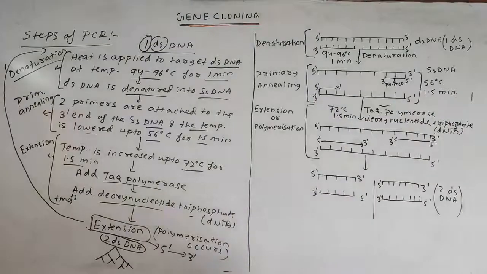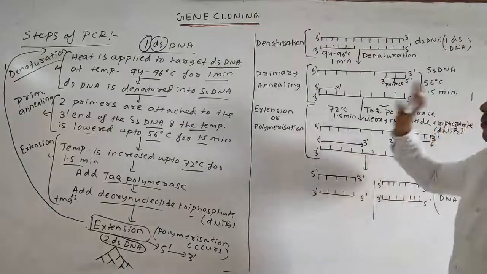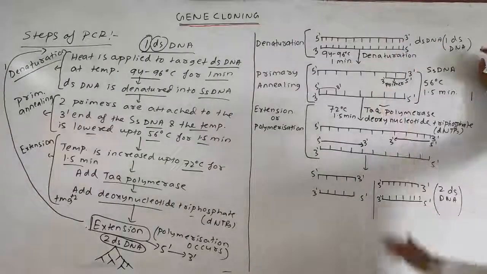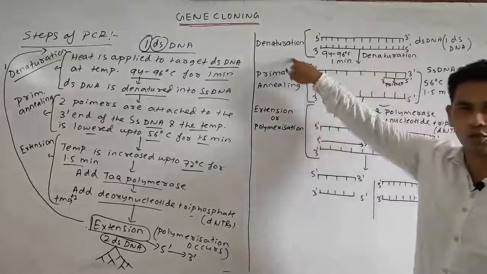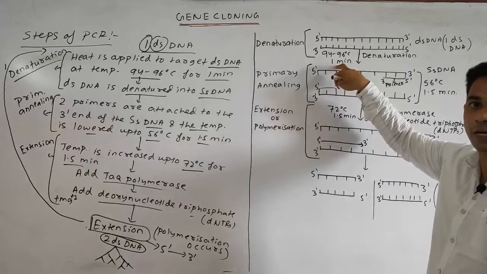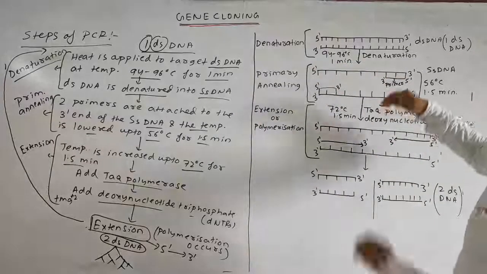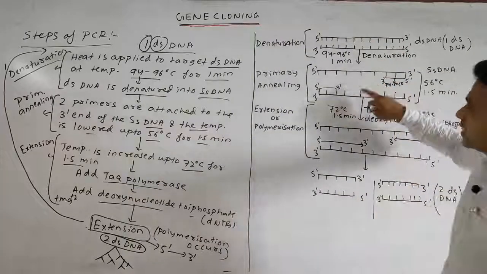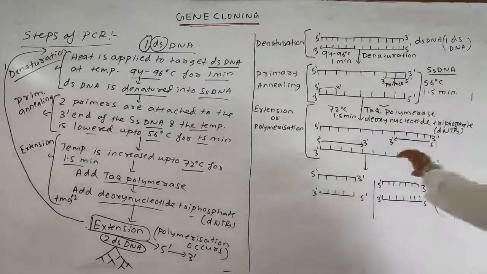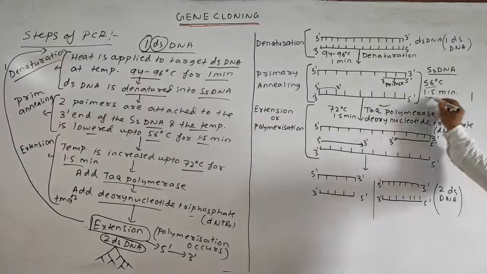See, first this is your double-stranded DNA, that is being extracted. Next, this one double-stranded DNA goes through the process of denaturation, in which the temperature is given up to 94 to 96 degrees centigrade for up to 1 minute, by which it will be denatured into single-stranded DNA.